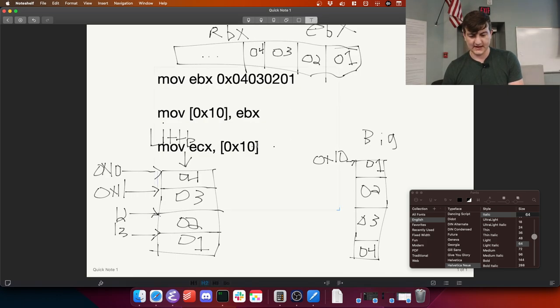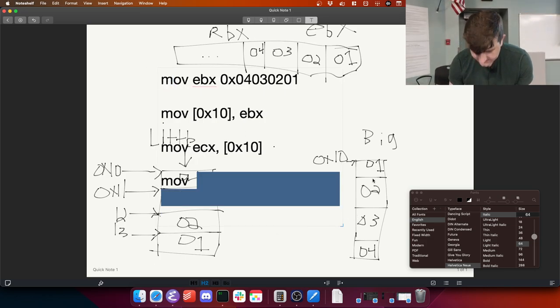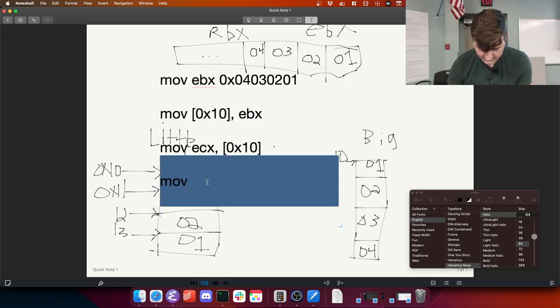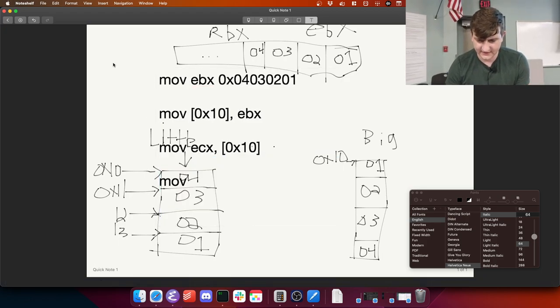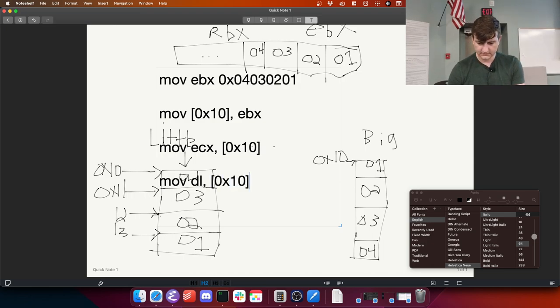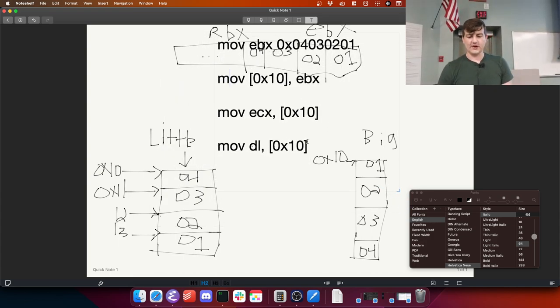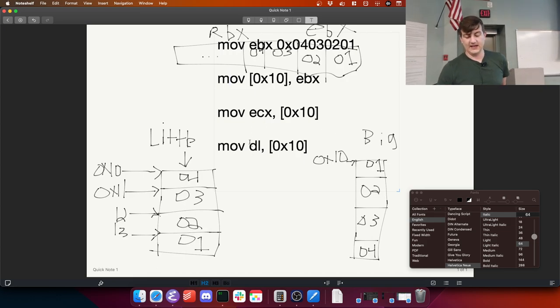But where this can get changed, so now, if we were moving, why can't I move you? Oh my God, this is insane. Okay. All right. So if I were to move into, let's see, DL, so the lower byte of D. There we go. Okay. So now I'm moving from this into DL. In little endian, what's the value of DL going to be?